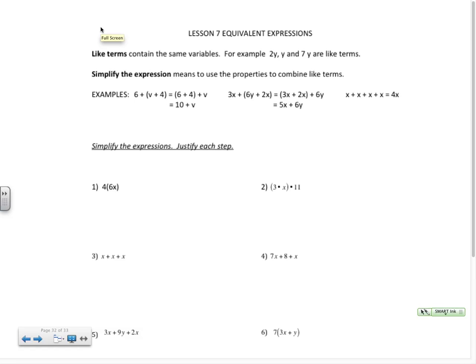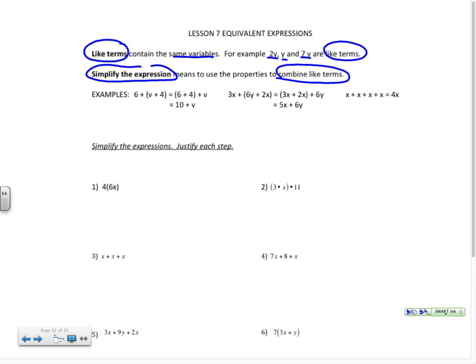Lesson 7, Equivalent Expressions. We need to know a couple vocabulary words here, real simple. Like terms. Like terms contain the same variables. So an example is 2y, y, and 7y are called like terms because they all have the same variable. They all have y in them. Okay? Simplify the expression means to use the properties that we know, commutative, associative, distributive, to combine the terms that are alike, to combine like terms.